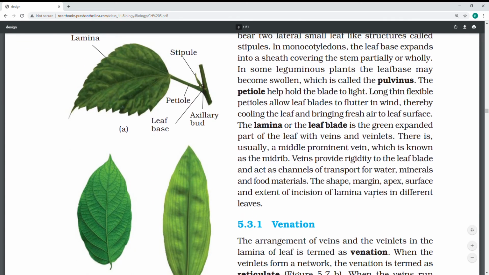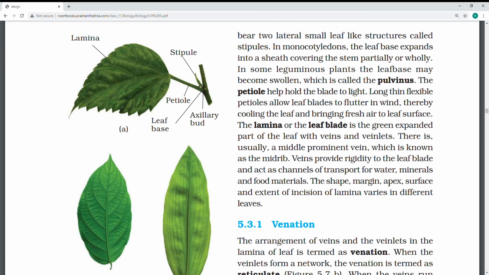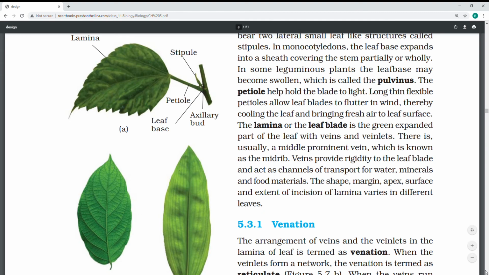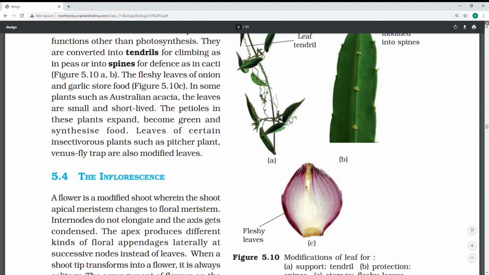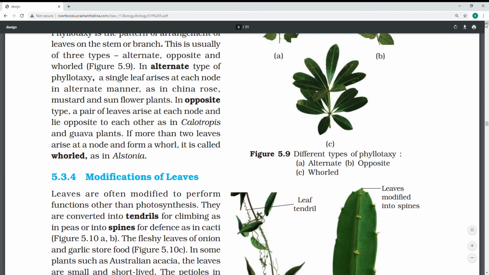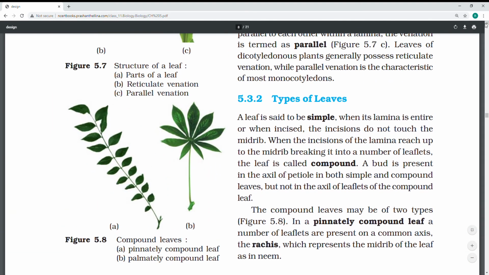These veins provide rigidity to the leaf. Each one will have different functions. So the leaf performs transpiration, respiration, storage and vegetative propagation. The veins provide rigidity to the leaf blade. The arrangement of veins and veinlets is called venation. Depending on the venation, there are different types. See, those are pinnately compound and palmately compound.